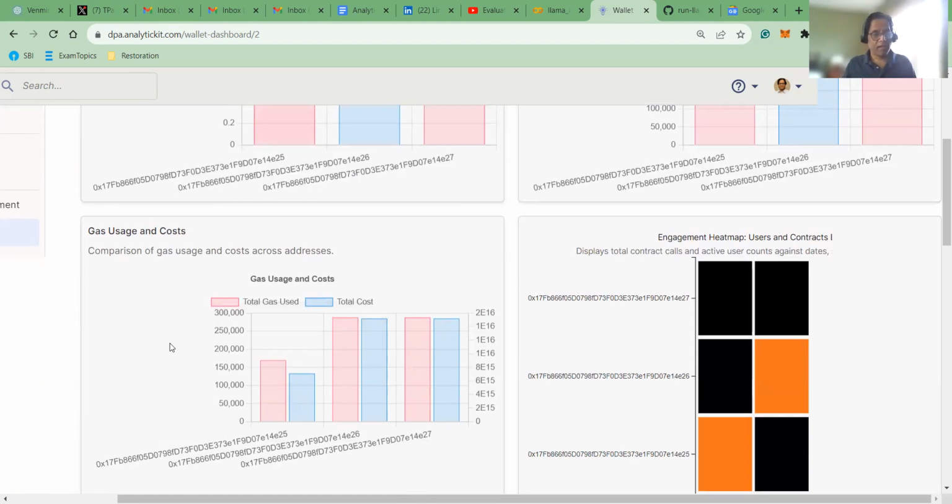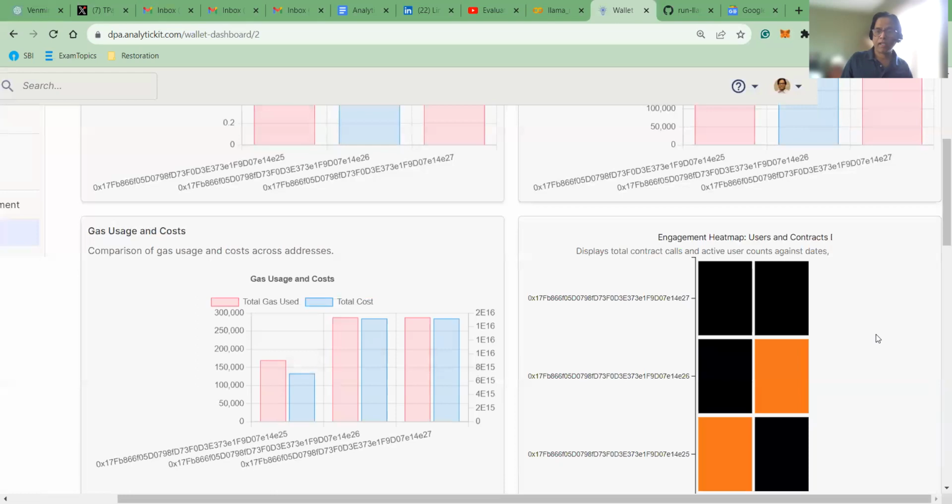And then the third graph I have is the gas usage and cost. Again, it gives the gas for each of the public wallet addresses, how much gas they used and how much cost they spent. On the left hand side, there is the cost associated with that, and on the right hand side, there is the total ETH they paid for the transactions. The left-hand side is the total amount of gas they used. That shows how much gas they used for each of their wallet addresses.